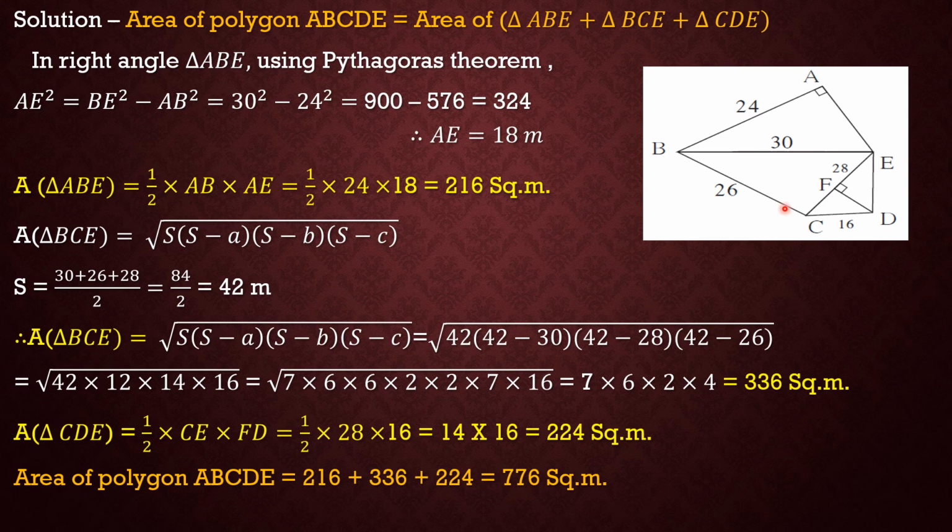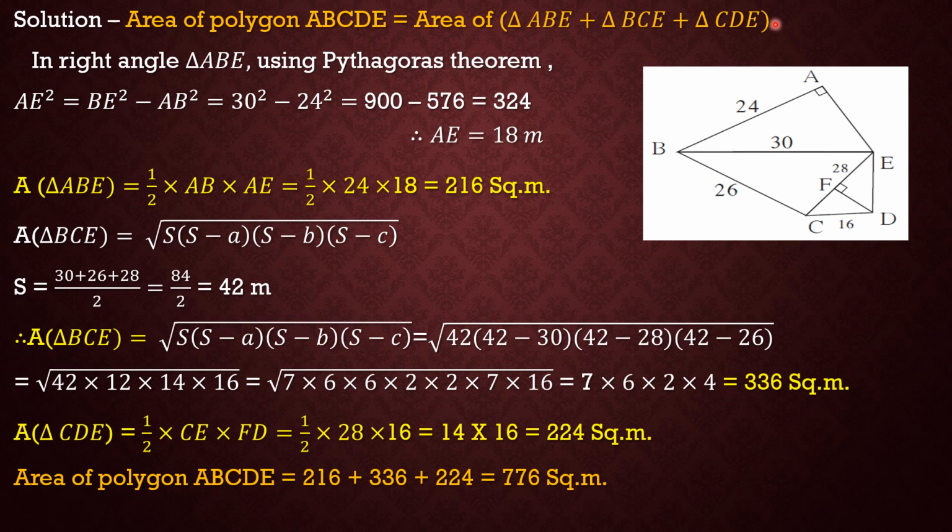Example number 2. Here is the given polygon ABCDE. In this polygon there are three triangles: triangle ABE, triangle BCE, and triangle CDE. If we find the areas of these three triangles, then after adding these three areas we can get the area of polygon ABCDE. So area of polygon ABCDE is equal to area of triangle ABE plus area of triangle BCE plus area of triangle CDE.